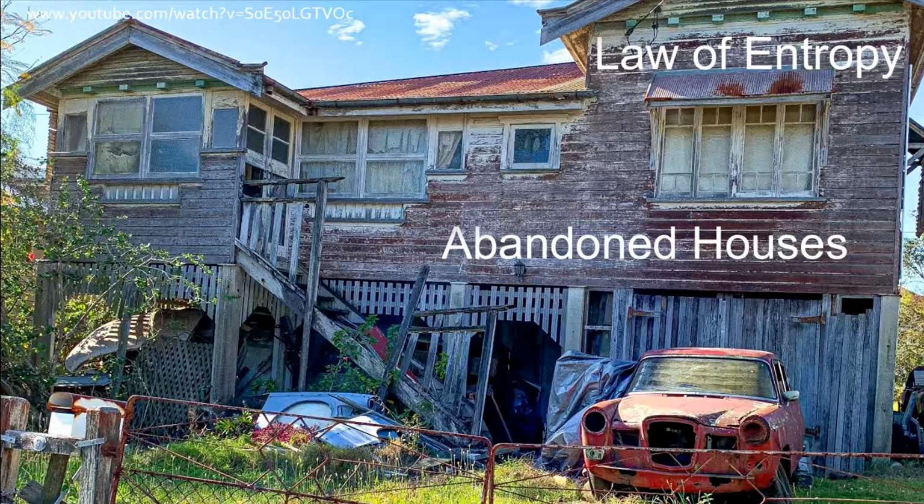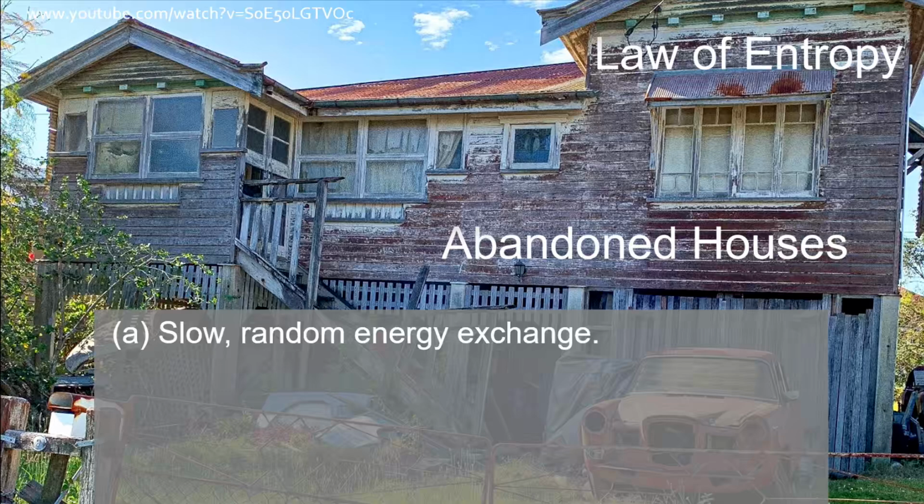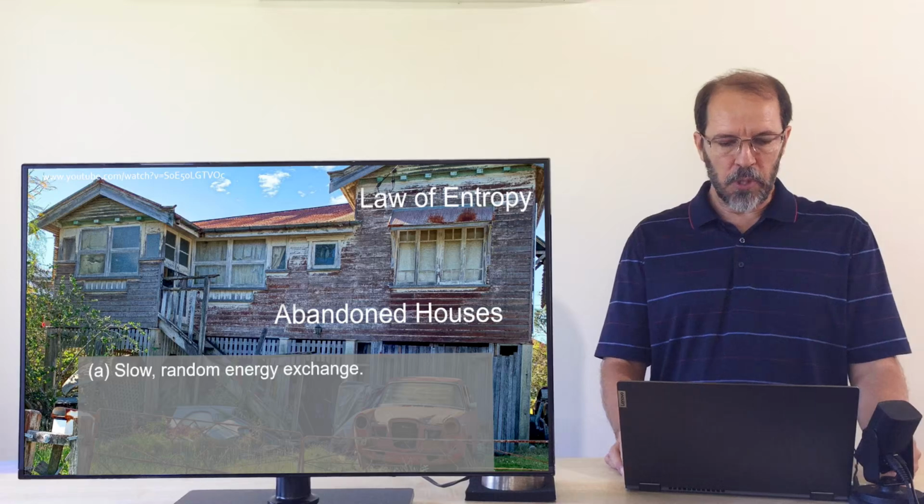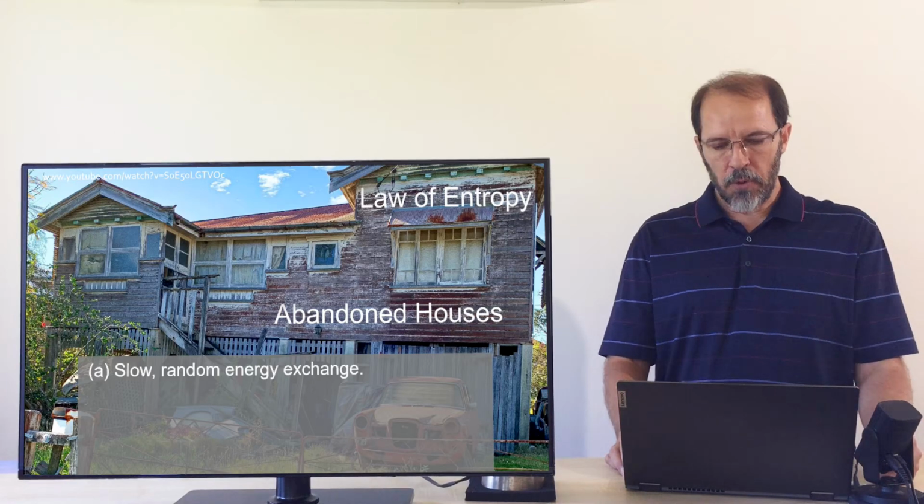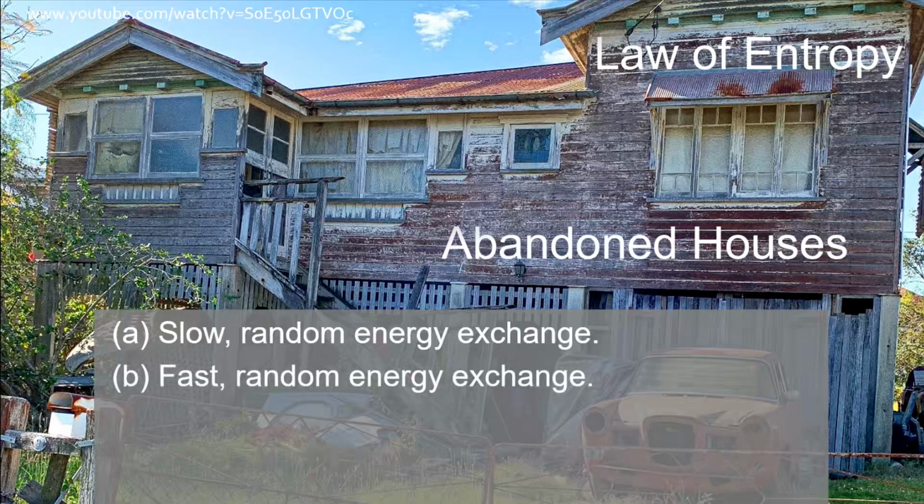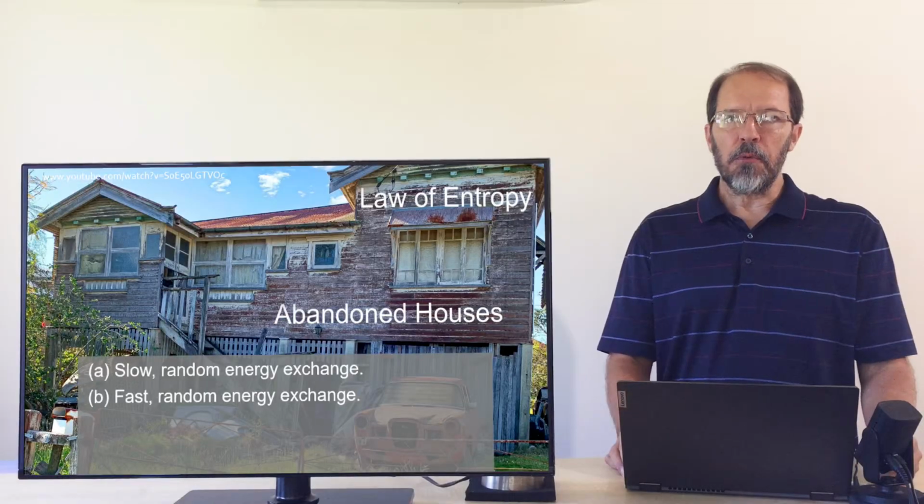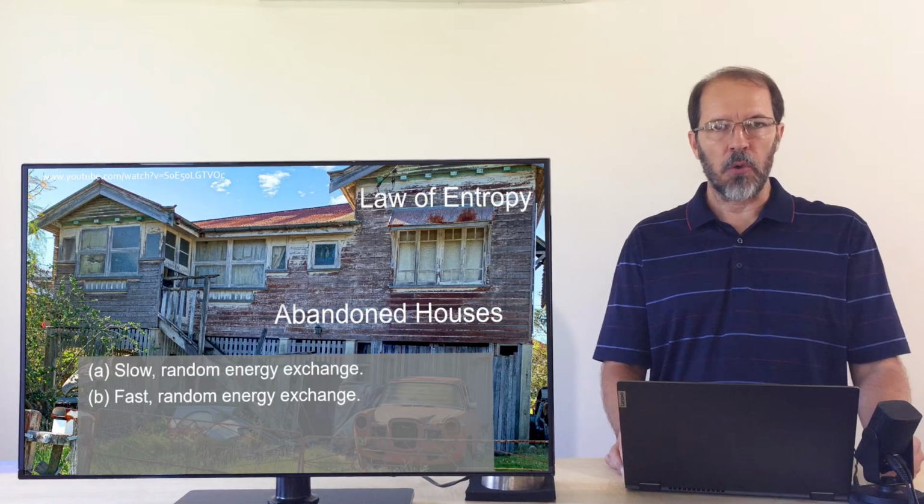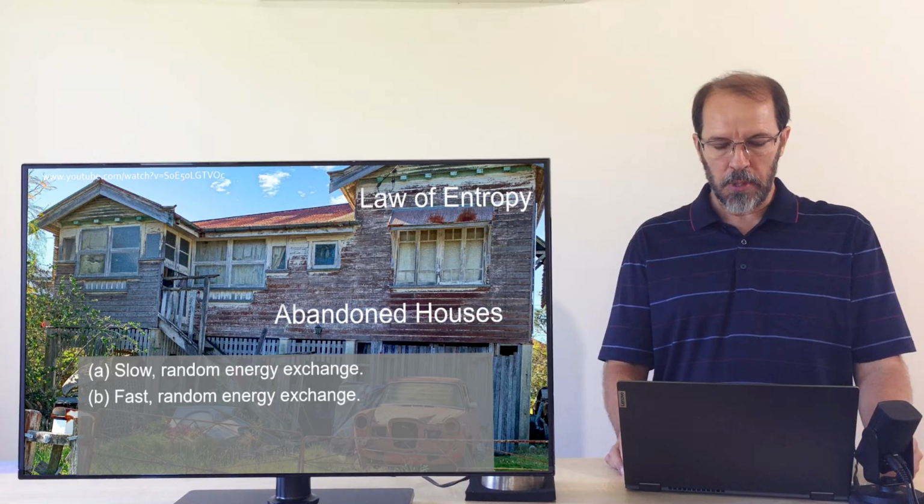In part A, we looked at this abandoned house and we asked the question, what causes this house to become so run down, to become so old? And we listed these various causes. Firstly, slow random energy exchange. So things like rain and dew and sunlight and all these things accelerate chemical reactions, so the paintwork deteriorates and all the materials deteriorate. Also fast random energy exchange. Things like, let's say, a storm with hail, or a branch of a tree breaks off and hits the house, or a motor car accident, a car crashes into the house. So fast random energy exchange causes faster deterioration of the order of this house.